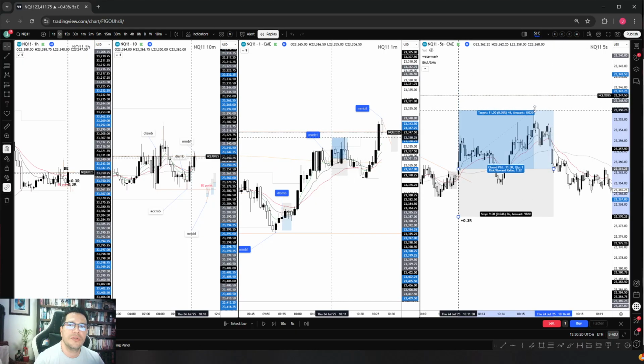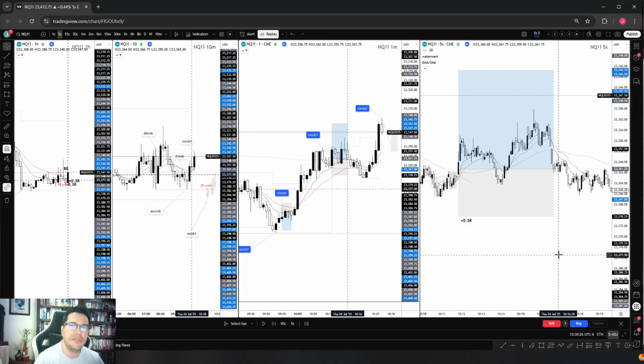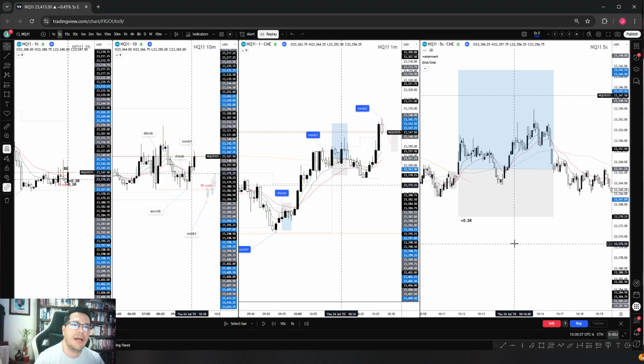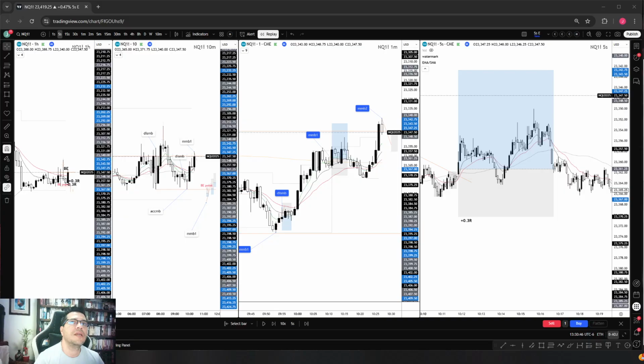It moved up to 1.2 R before coming back to break even, but well, this is actually what would have happened if I would have managed the trade the way I have defined based on my system. So that's the third trade this morning.